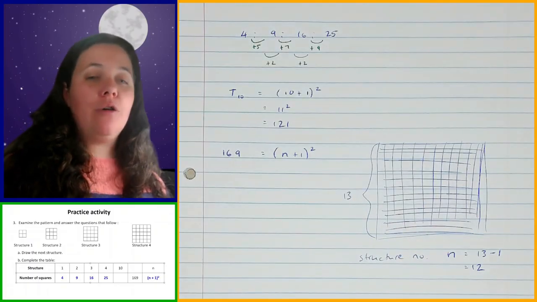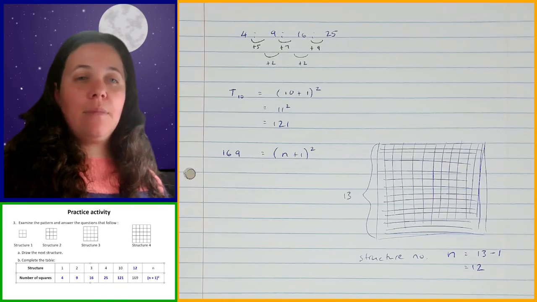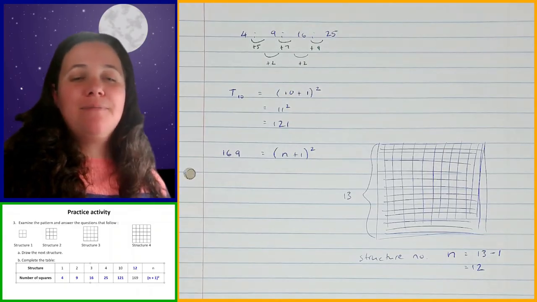So in our table over here, for our 10th structure, it's 11 squared, which is 121. And over here, for our 12th structure, it is 13 squared, which is 169. So that's what you should have got for that example. And that is how we work with geometric patterns.